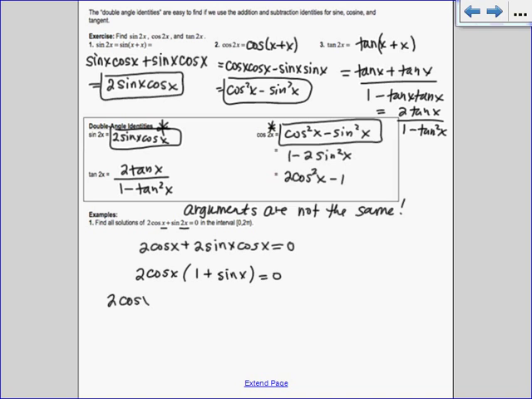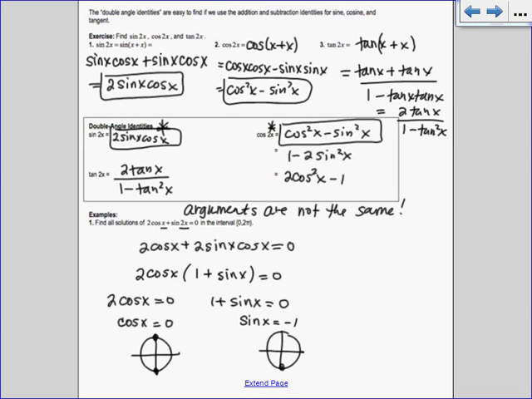So now I set these 2 pieces equal to 0. And hopefully you remember this from first semester with Maury. So we get cosine of x equals 0, and we get sine of x equals negative 1. So cosine equal to 0 would be here and here, and sine equal to negative 1 would be down here. On the interval 0 to 2 pi, we're going to have pi over 2 and 3 pi over 2. And then sine of x equals negative 1 is just 3 pi over 2 again, so we just write it once. Okay?